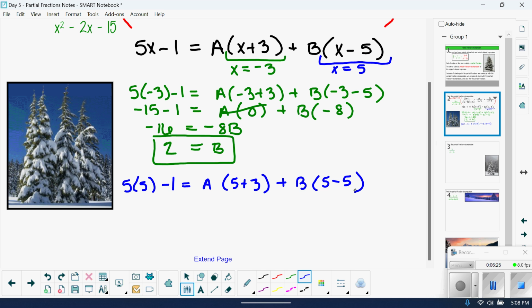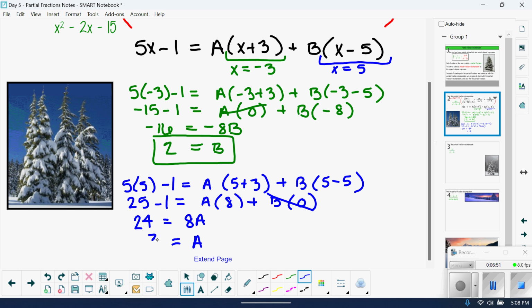And we're just going to simplify here. So we have 25 minus 1 is equal to a times 5 plus 3, of course, is 8. Then we have b times 5 minus 5, which is 0. Keep cleaning up. 25 minus 1 is 24. We have 8a. And of course, b times 0 is just 0. Solving for a, then we get a to be 3. So now we have what our constants are. We know what a and b are.